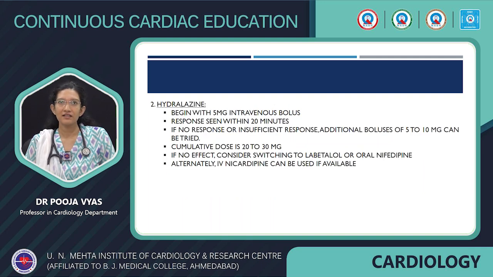Then there is IV hydralazine. We should begin with a 5 milligram IV bolus and then wait for 20 minutes to see the response. If there is no response in 20 minutes, then we can give additional boluses of 5 to 15 milligram of hydralazine. The maximum cumulative dose is 20 to 30 milligram. If there is no effect, then we should consider switching to labetalol or oral nifedipine. Even if IV nicardipine is available, it is also useful.